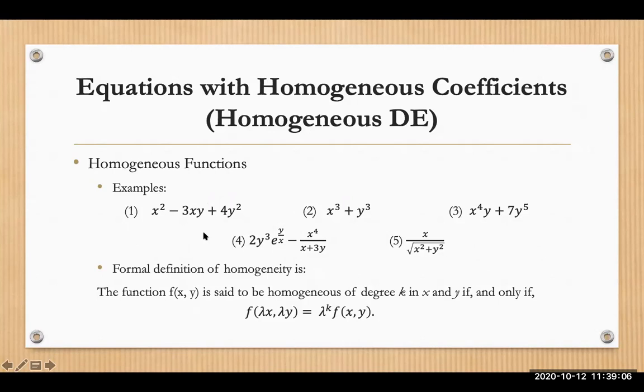Now for homogeneous polynomials, we can say that a function is homogeneous if the degree in each term is the same, or if they have the same degree. Now take a look at example number 1, x squared minus 3xy plus 4y squared.